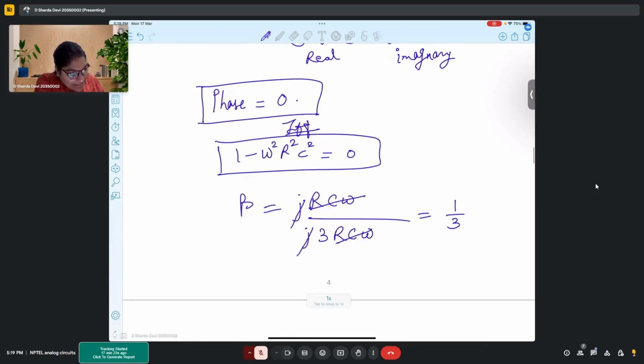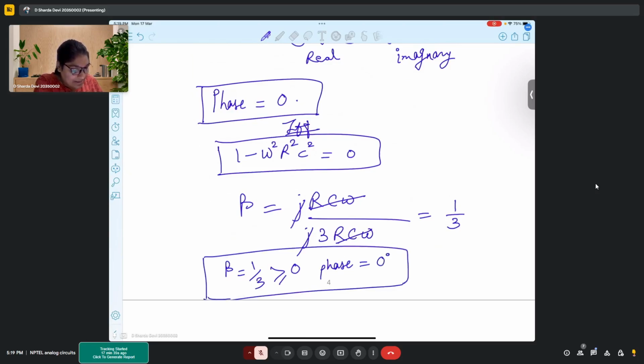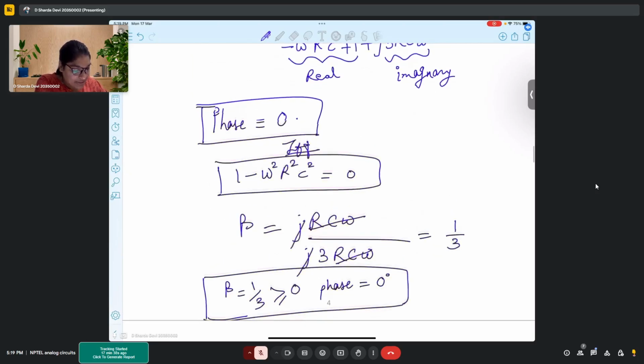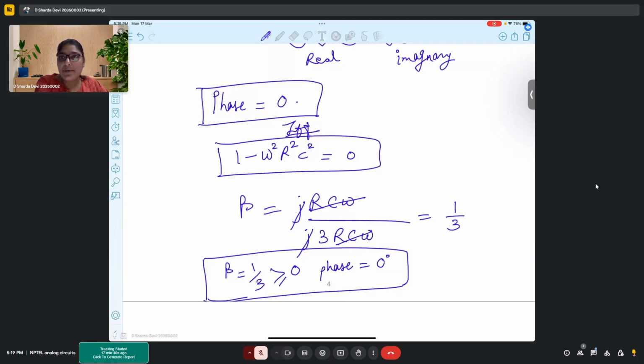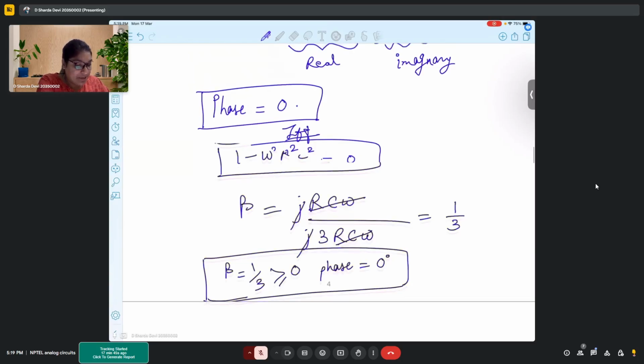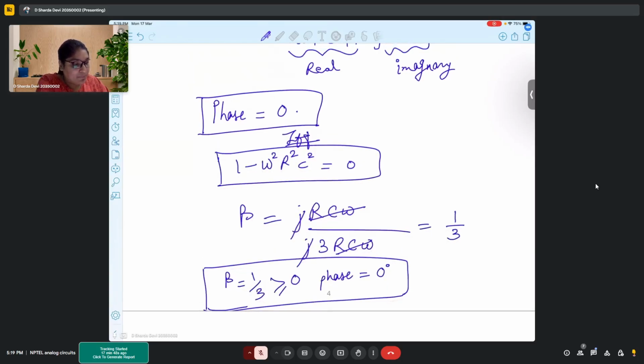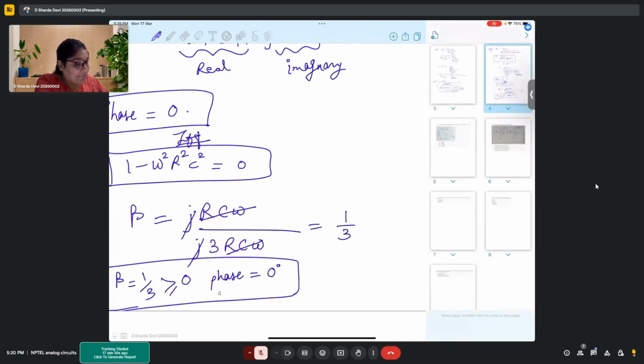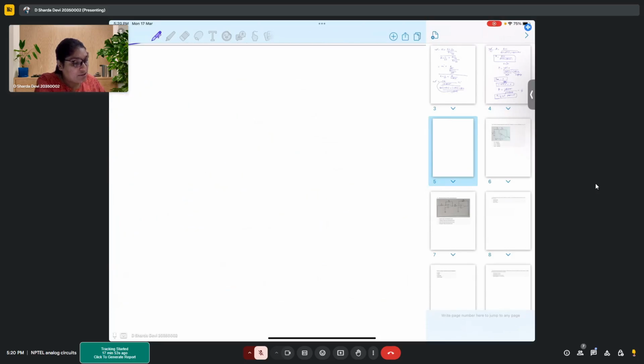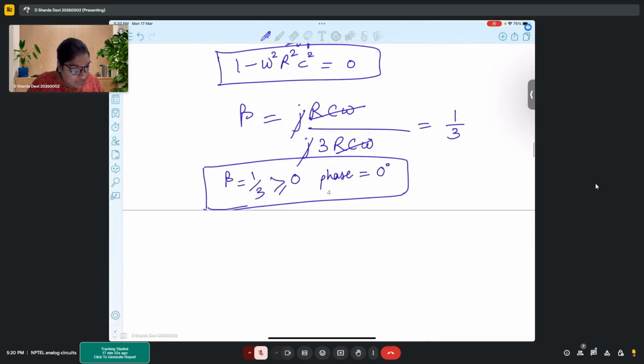Now we know that if beta is 1 by 3, which is greater than or equal to 0, then what is the phase? Phase is 0 degrees, correct? If my real part is put to 0, then what is the phase that I am getting for my beta? It is 0 degrees, right? That is what I want. So because of this, I'm putting my real part to 0, and from here we will find the oscillating frequency.